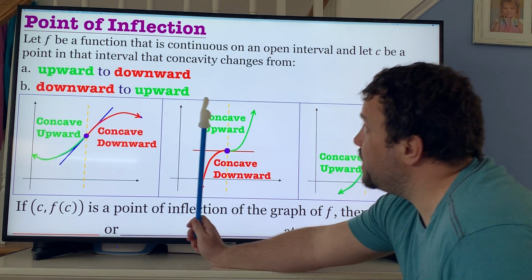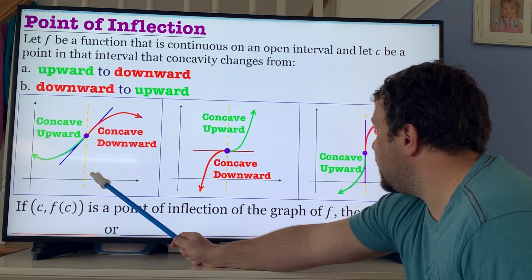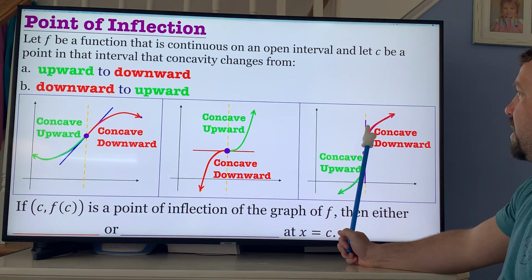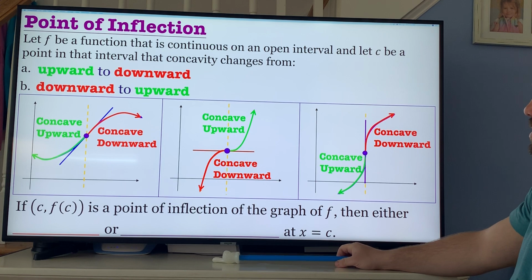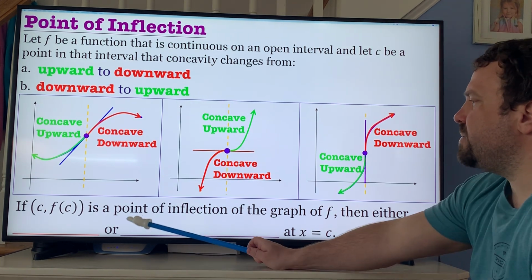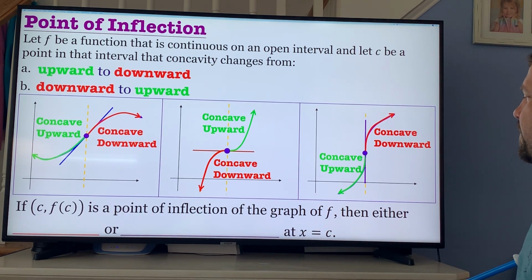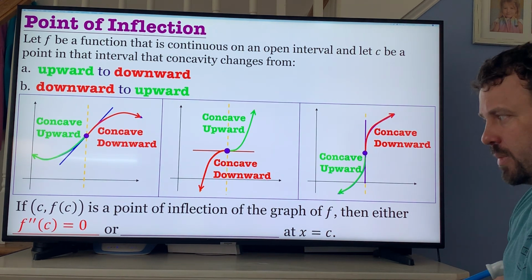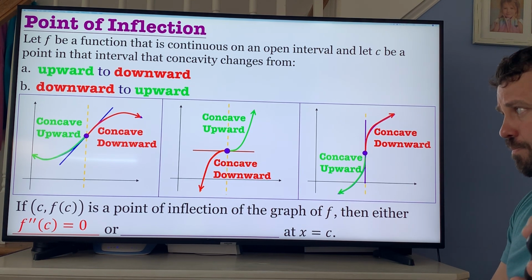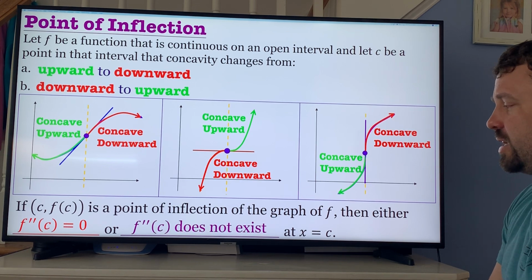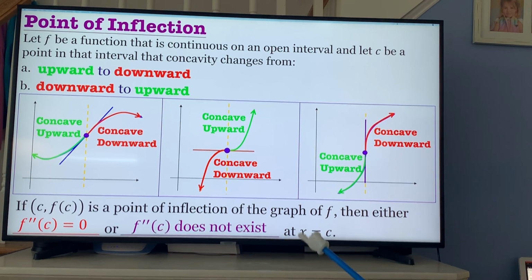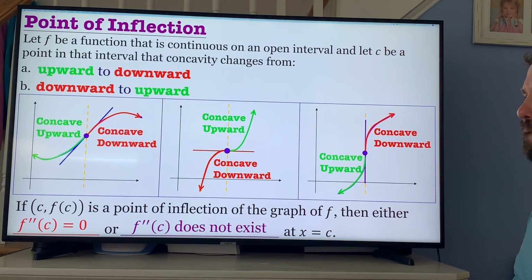Now notice the point of inflection is positive here, it's actually 0 here, and it is undefined here. So you can have different answers at different things. If c is a point of inflection of the graph of f, then either f double prime of c equals 0 or f double prime of c does not exist, it's undefined at c. So that's why you set it equal to 0 or you set it equal to undefined. This is what you keep on doing. Got it?